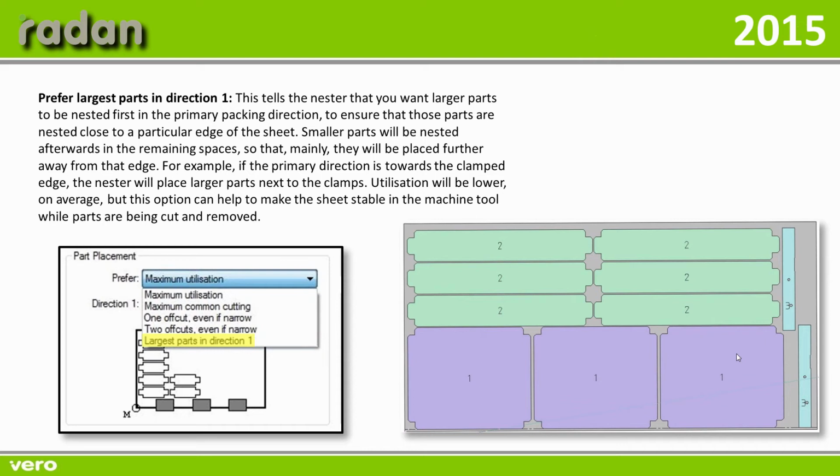Prefer largest parts in direction 1. This tells the nester that you want larger parts to be nested first in the primary packing direction, to ensure that those parts are nested close to a particular edge of the sheet. Smaller parts will be nested afterwards in the remaining spaces, so that mainly they will be placed further away from that edge. For example, if the primary direction is towards the clamped edge, the nester will place larger parts next to the clamps. Utilization will be lower on average, but this option can help to make the sheet stable in the machine tool while parts are being cut and removed.